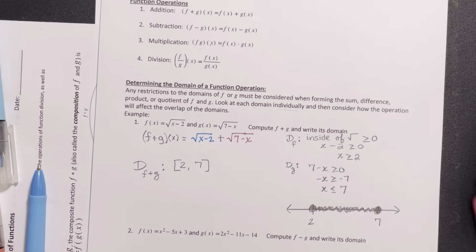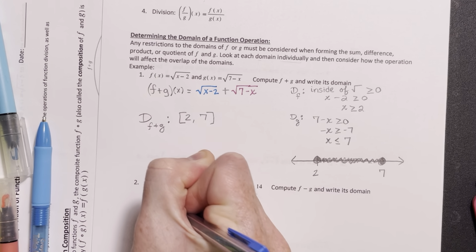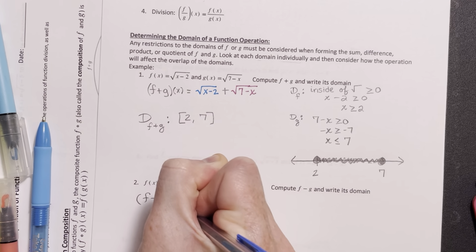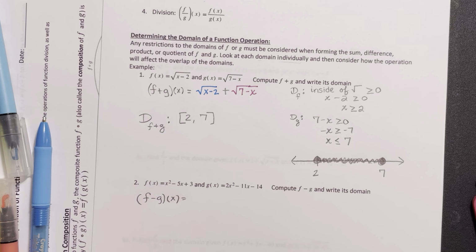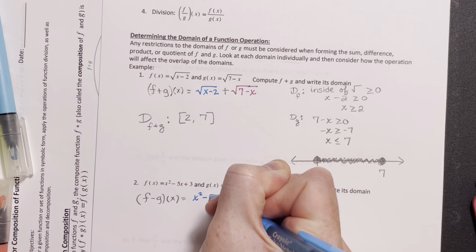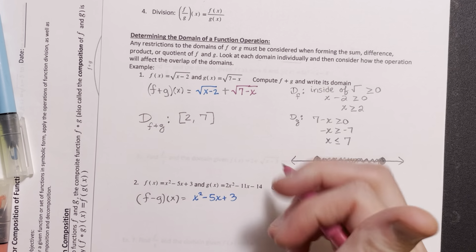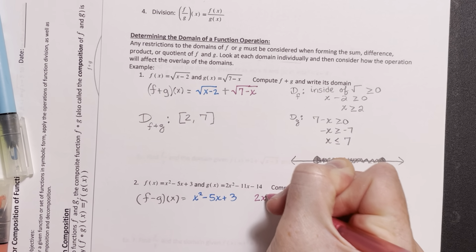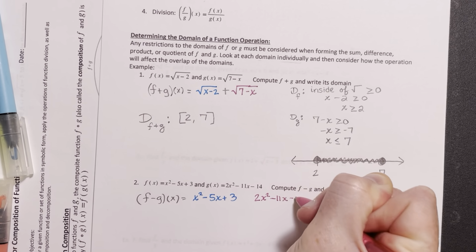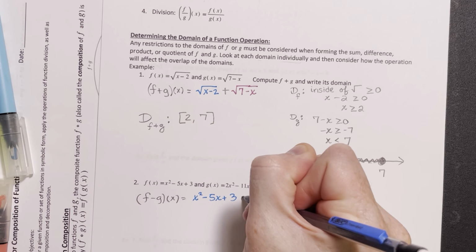As we look at the second one, we have two functions that are both quadratic. We're going to do f minus g. So f minus g of x would be equal to, and let's start out with f as x squared minus 5x plus 3. And our g function is 2x squared minus 11x minus 14. So f minus g would mean we are subtracting the 2.